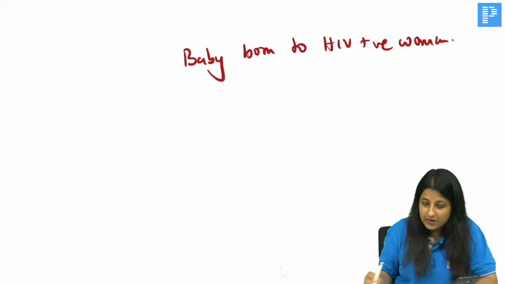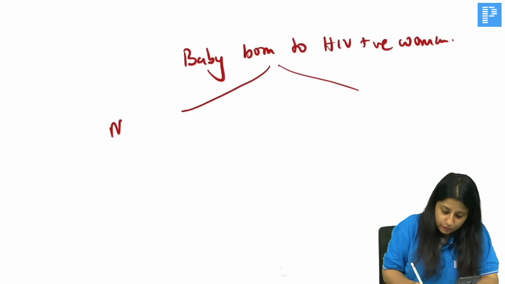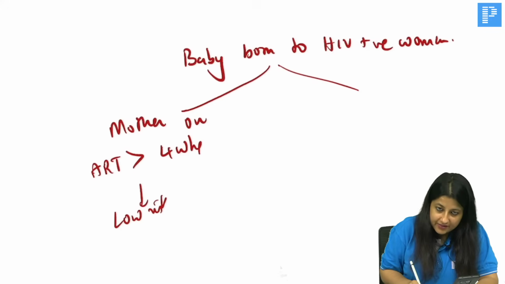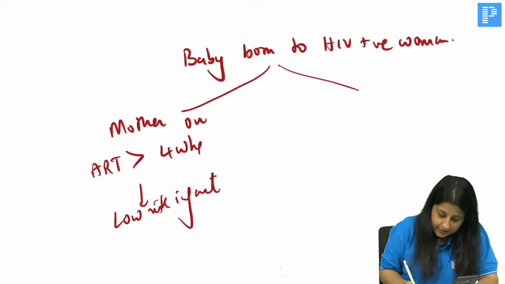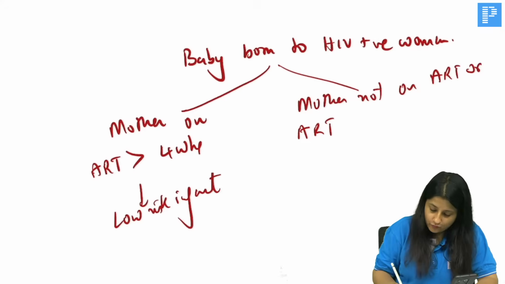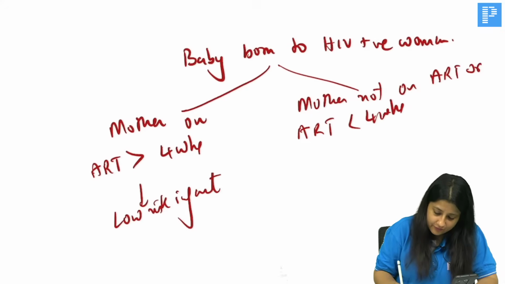So now over here you have to see two things. Mother on ART for more than 4 weeks: this will be a low risk infant. But if the mother is not on ART, or ART less than 4 weeks, this is a high risk infant.